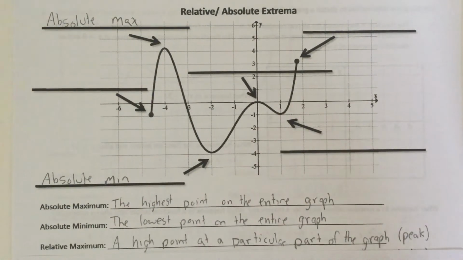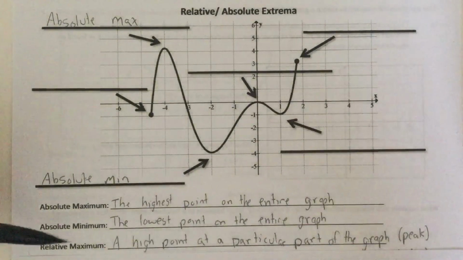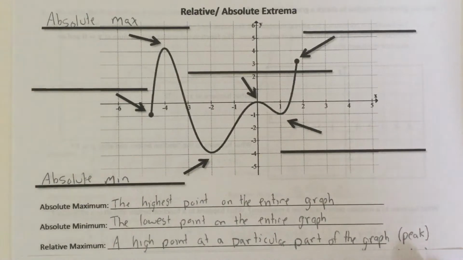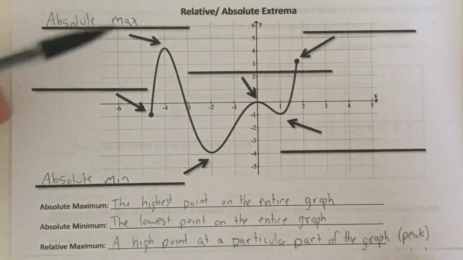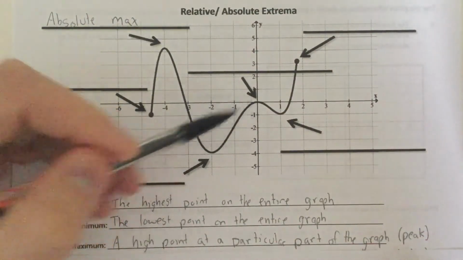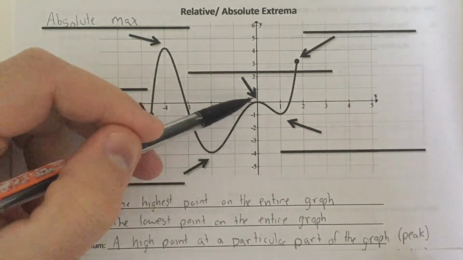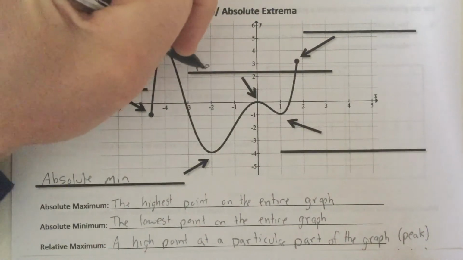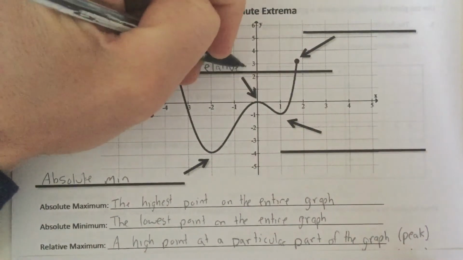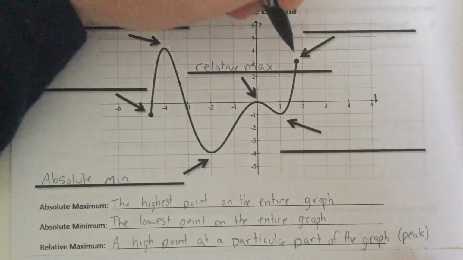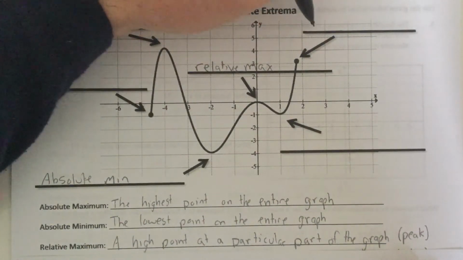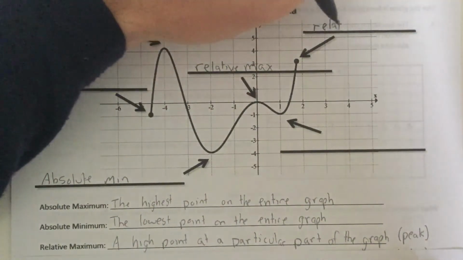And then we have relative maxes and relative mins. So a relative max is a high point at a particular part of the graph, which is like a peak. So it's like a mountain or a hill near you. It's the highest point, top of the hill is the highest in that area, but it's not nearly the highest in the world. So right here, this is going uphill and all of a sudden it goes downhill. So this is a high point, but it's not the highest on the entire graph. So this is a relative max. And also right here, since there's no arrow, this is also a relative max. It's not going on forever.